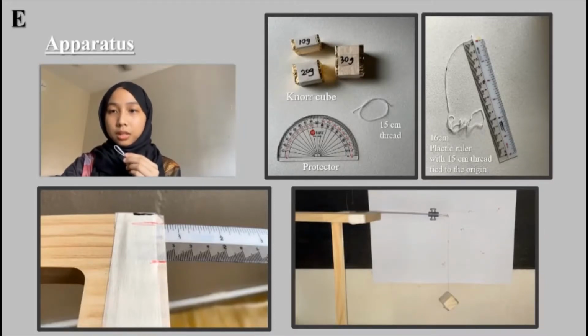Here, this is my apparatus used in this experiment. I have a wooden stand, 16 cm plastic ruler, a protractor, 15 cm thread, 3 variations of load which are Knorr cube, 10 gram, 20 gram, and 30 gram, and a masking tape used to clamp the ruler to the wooden stand.